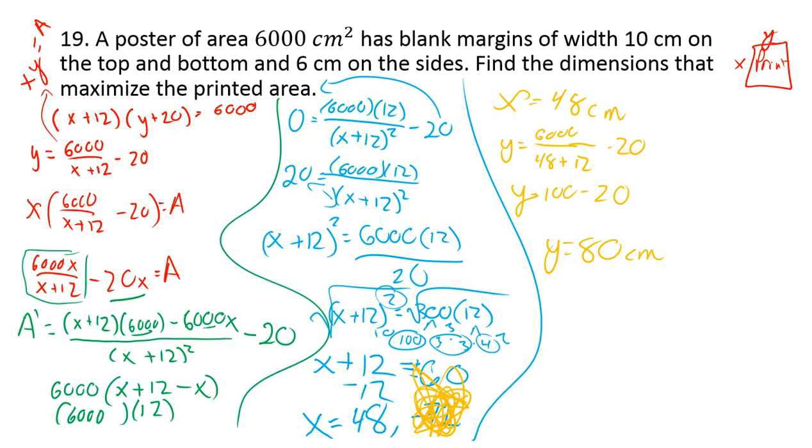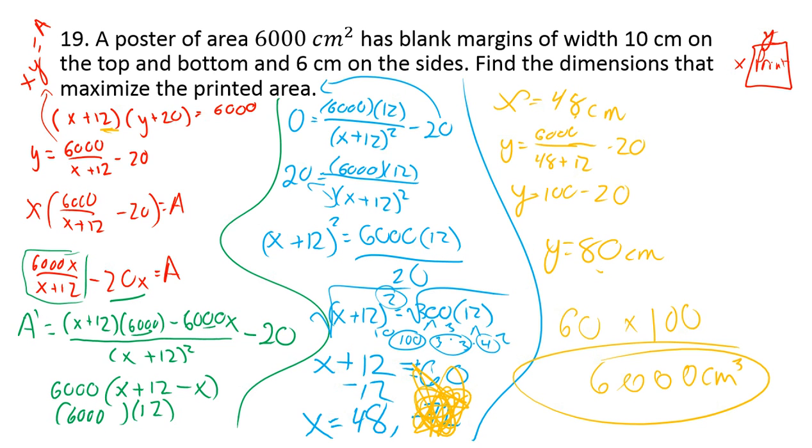And our original dimensions of our poster would be 48 plus 12, which gets us 60, and 80 plus 20 gets us 100. 60 times 100 is 6,000, which agrees with our original statement, which agrees with the original poster size. And as you see, it came together as a nice round number. Oh, I love it when math comes together in this way. Math is so much fun.